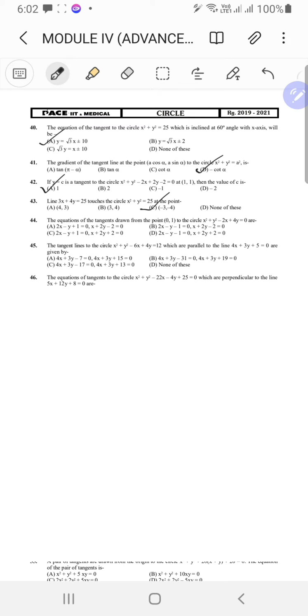Okay, the next question is: the equation of the tangents drawn from the point 0, 1 to the circle x squared plus y squared minus 2x plus 4y equal to 0 are... Okay, so fine, how do we do it?